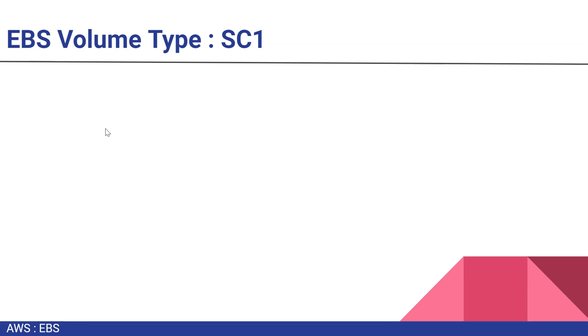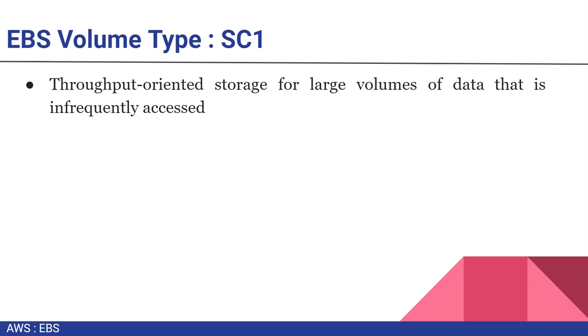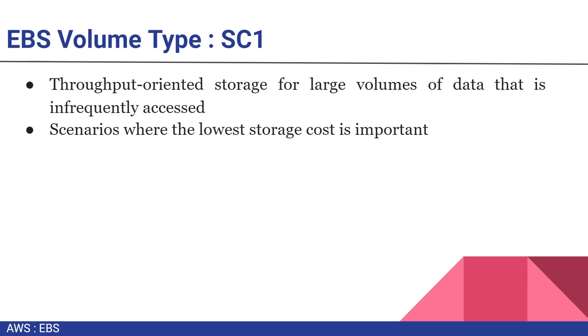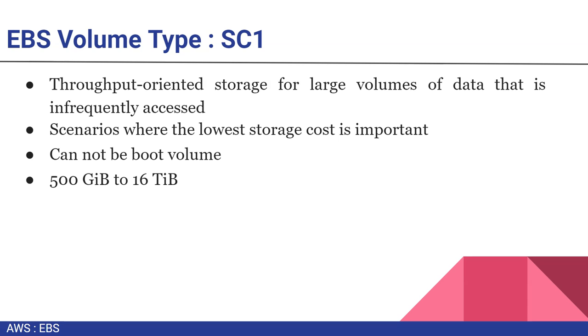So the next volume type is SC1. SC1 is a cold hard drive. This is basically used for throughput oriented storage for a large volume of data that is accessed infrequently, not used regularly. It is the scenario where the lowest storage cost is important, so this is the best use case for this volume. It cannot be a boot device, like the previous one. The size is 500 gig to 16 TB.